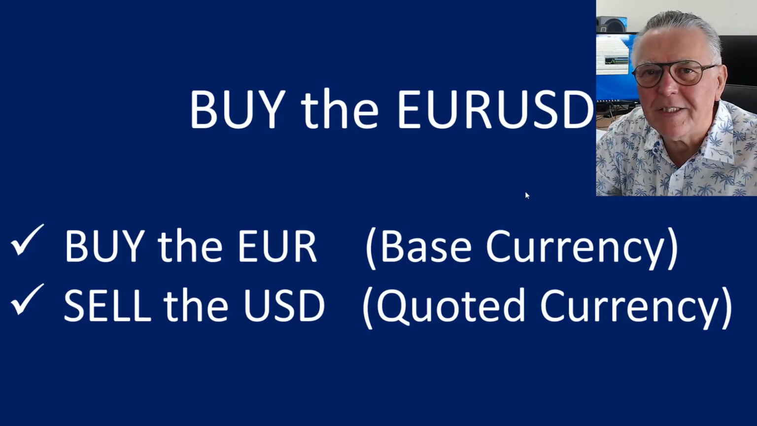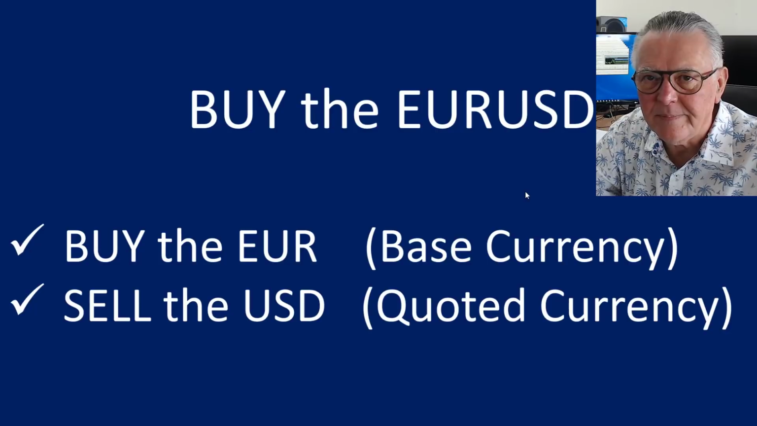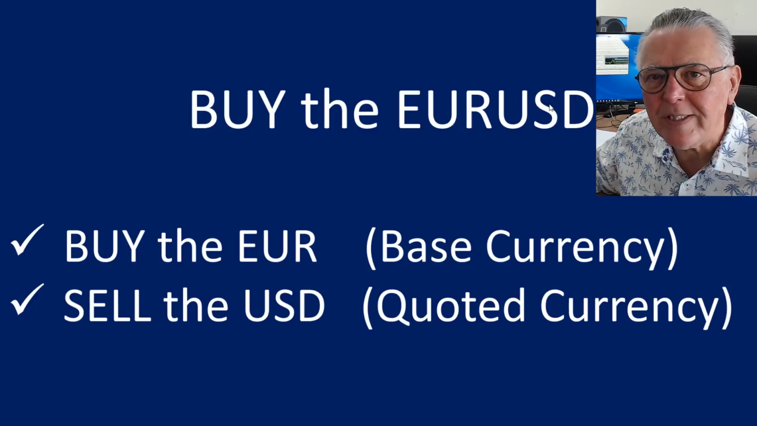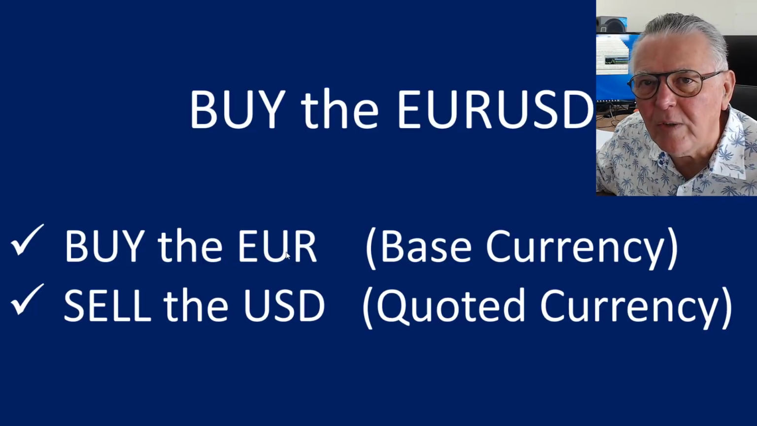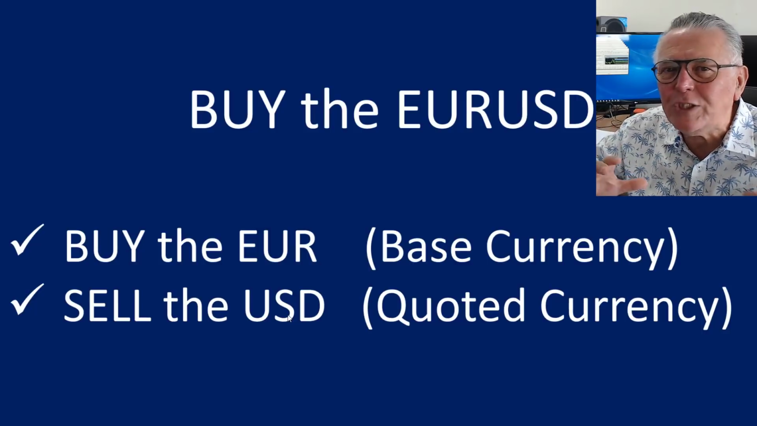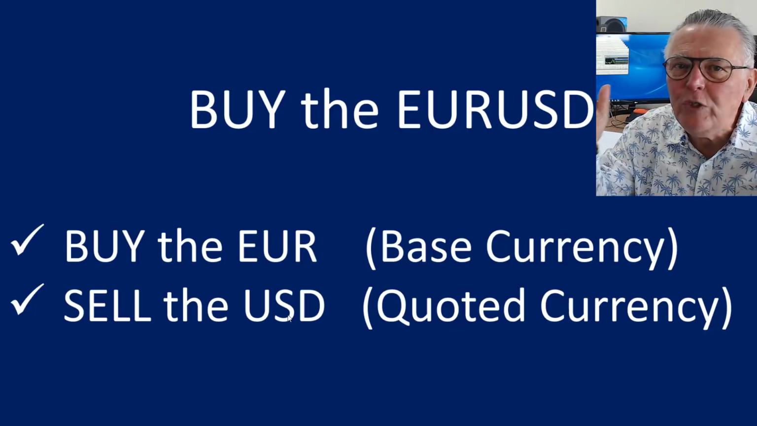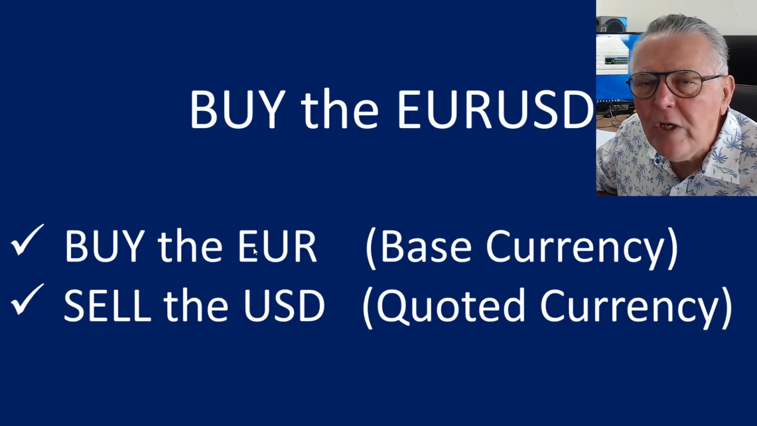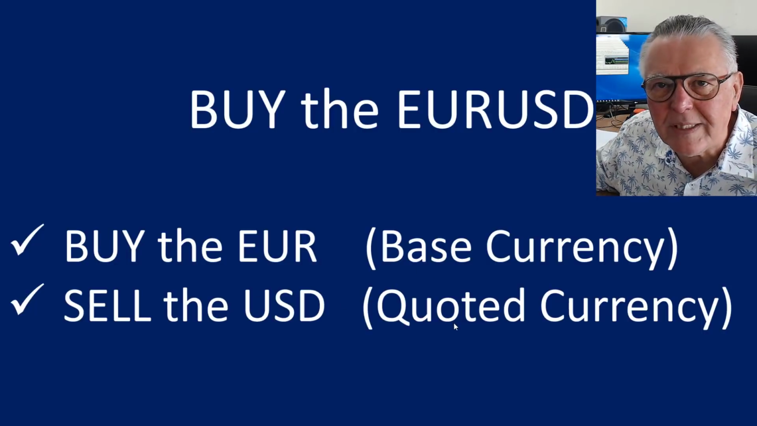Now, many traders don't realize the principles that apply when they enter a deal. So let's go and talk about a deal where you buy the Euro USD. What in fact is happening is that you are buying the Euro as a currency and you are selling the USD. A lot of traders don't think of it that way at all. They see Euro USD, I'm buying that. You're not. You're buying the Euro and you're selling the USD. And the Euro is called the base currency and the USD is called the quoted currency.